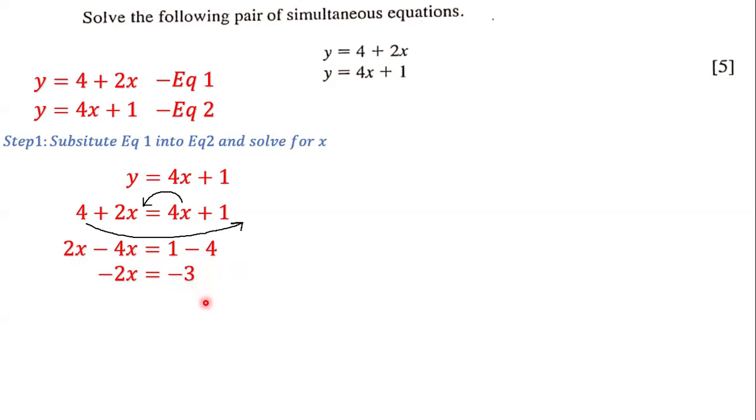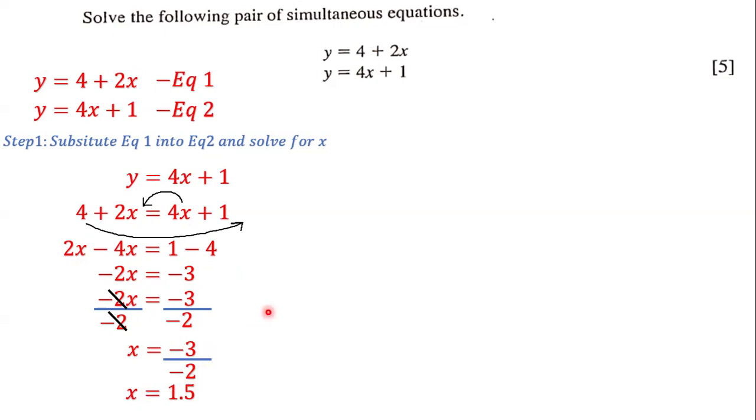And so what we have here is we're going to divide both sides of this equation by negative 2. We cancel this negative 2 with this negative 2. So we have that x is equal to negative 3 divided by negative 2. And negative 3 divided by negative 2 is equal to positive 1.5.